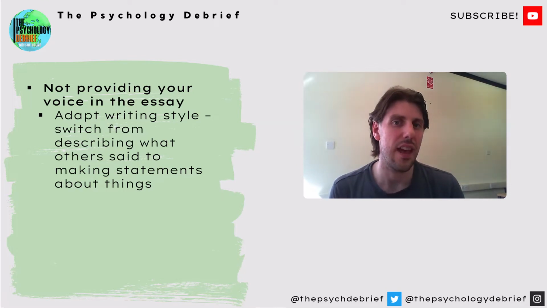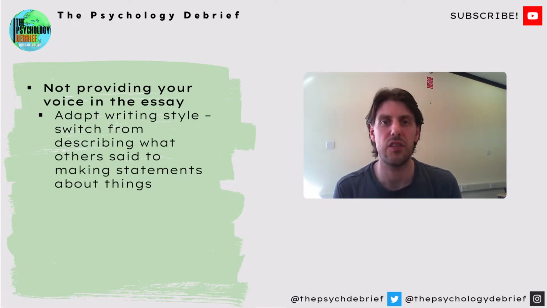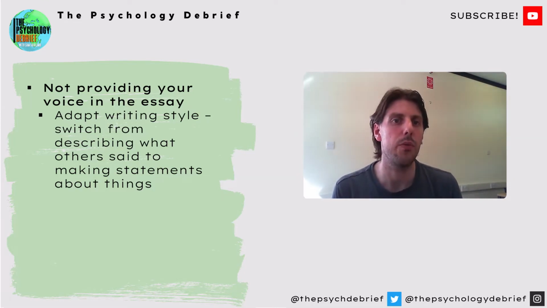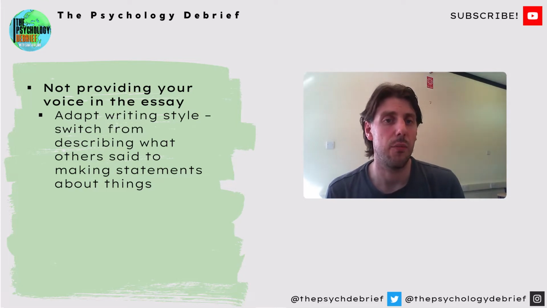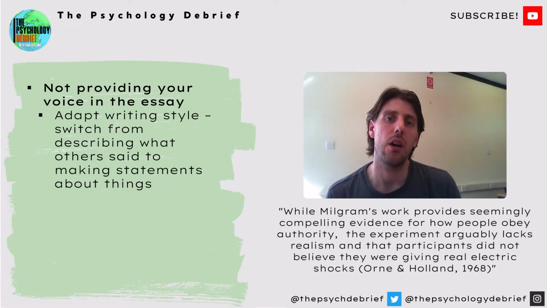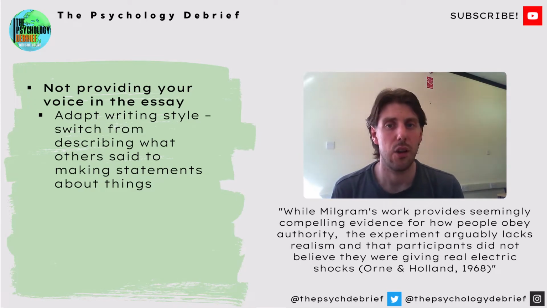So a good habit instead is to make statements about things and avoid saying he said, she said, or he argued, she argued, he suggests, she suggests. This will help you allow your voice to come through more, and all you need to do is appropriately credit the researcher when you are borrowing their ideas. For example, we could change that last example to: while Milgram's work provides seemingly compelling evidence for how people obey authority, it could be argued that the experiment lacked realism and participants did not believe they were giving real electric shocks.